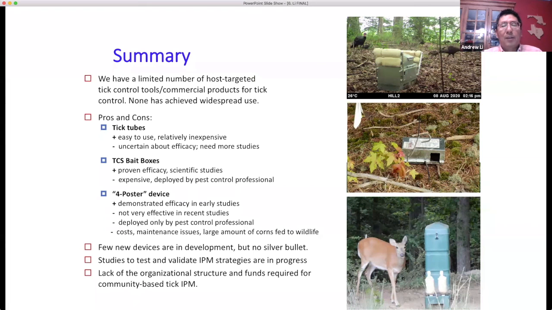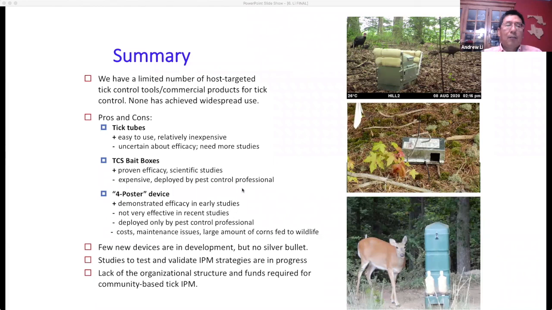So again, I mentioned the corn we put out. We are talking about 20,000 pounds of corn for 20 units over 3 years. Just imagine 20,000 pounds of corn put out there.